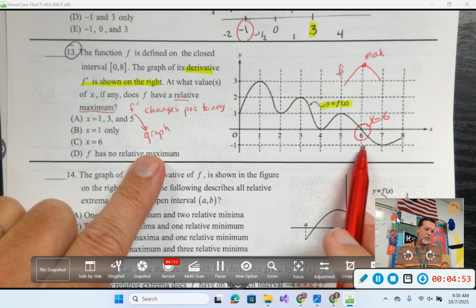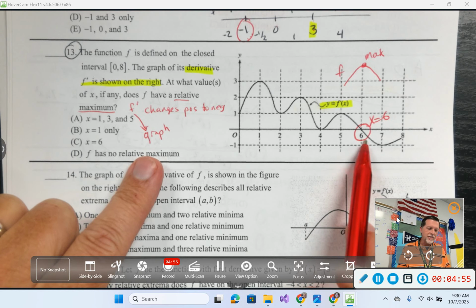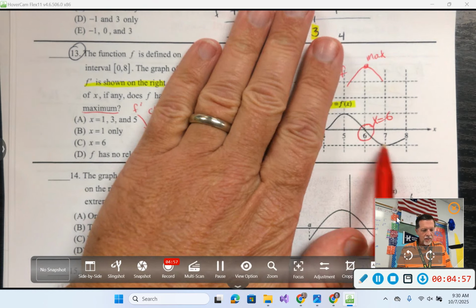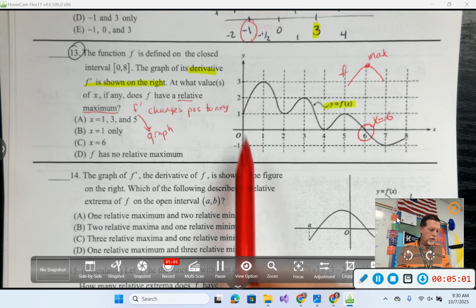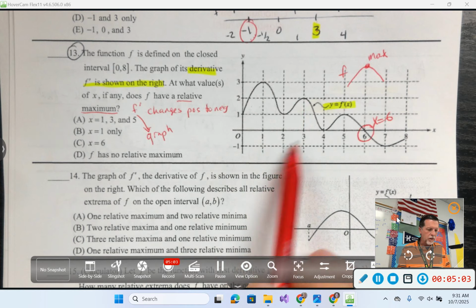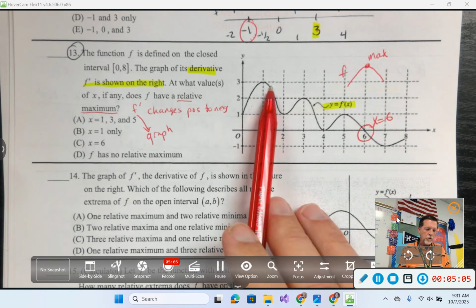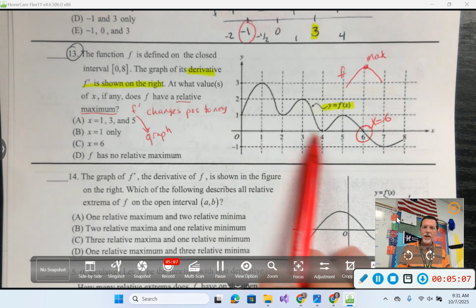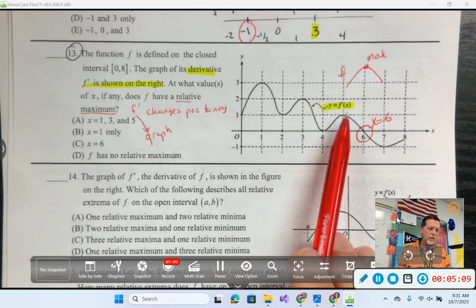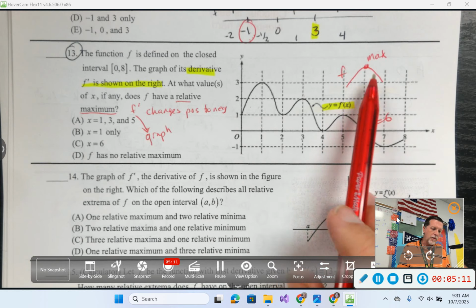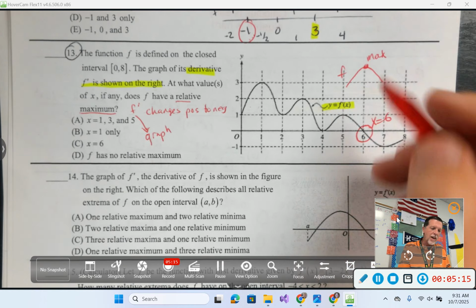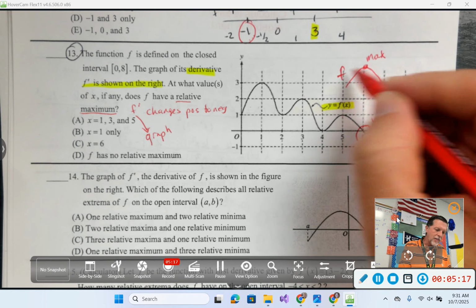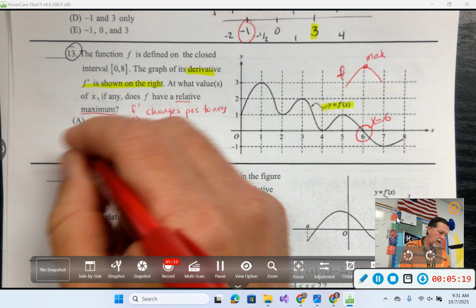This is tricky for lots of students, at least initially, to look at this and say there's a maximum there. Like your brain just doesn't think that way. You want to say the maximums are at 1 and 3 and 5, but those are the maximums of f prime, because this is the graph of f prime. So I don't care about those maxes. I care about what's happening on f.